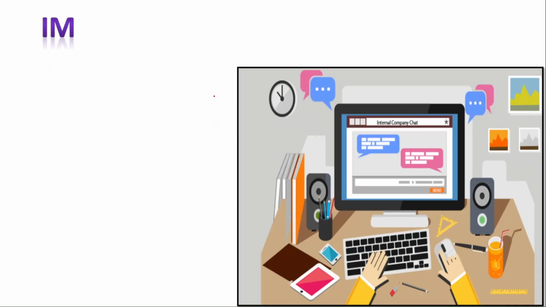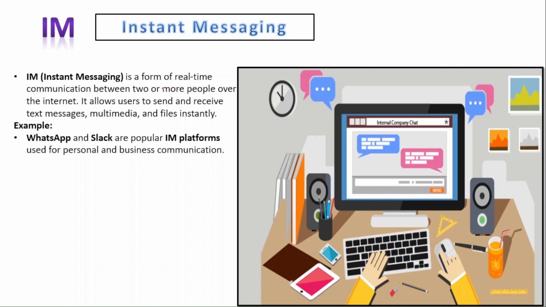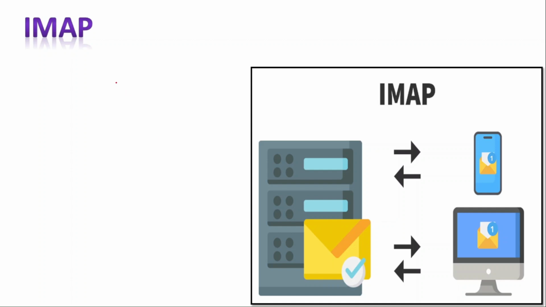IM, that is instant messaging. IM, instant messaging, is a form of real-time communication between two or more people over the internet. It allows users to send and receive text messages, multimedia, and files instantly. Example, WhatsApp and Slack are popular IM platforms used for personal and business communication.